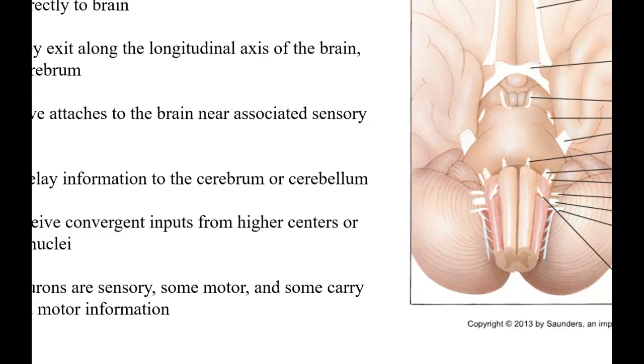The sensory nuclei relay information to the cerebrum, which is the cerebral cortex, or the cerebellum. The motor nuclei receive convergent inputs from higher centers or other brainstem nuclei.